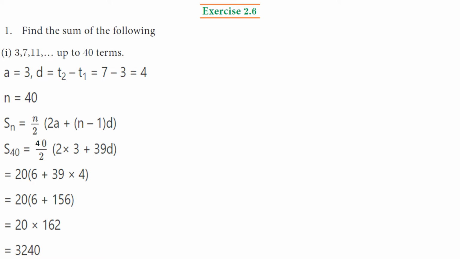Therefore, S40 equal to, substitute the value for N, 40 by 2 into 2A, 2 into 3 plus N minus 1, 40 minus 1. So 40 by 2 is 20, 2 into 3, 6 plus 39 into 4. So 6 plus 39 into 4, 156, add it. 6 plus 156 equal to 162. Therefore, 20 into 162 equal to 3240. That is the answer.